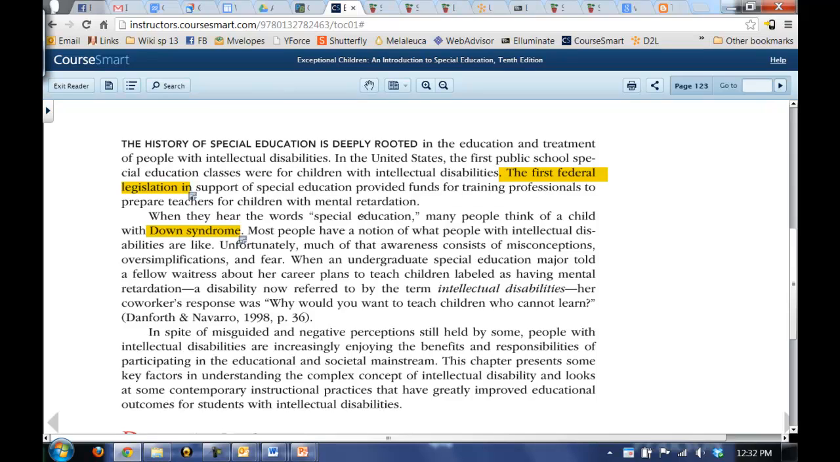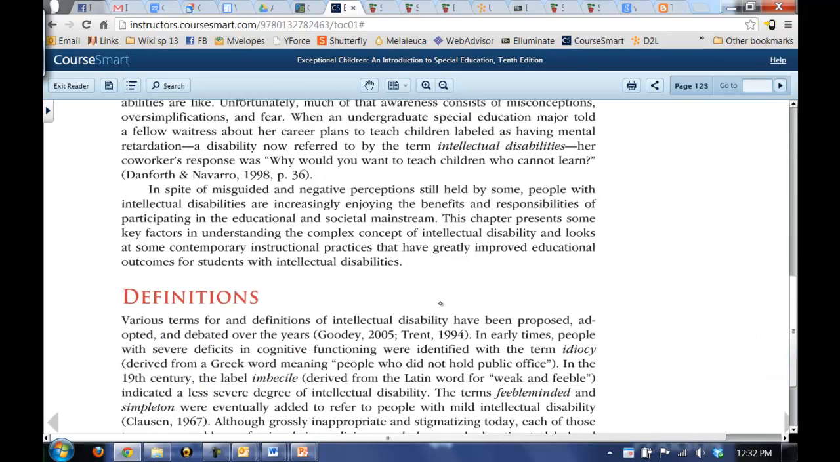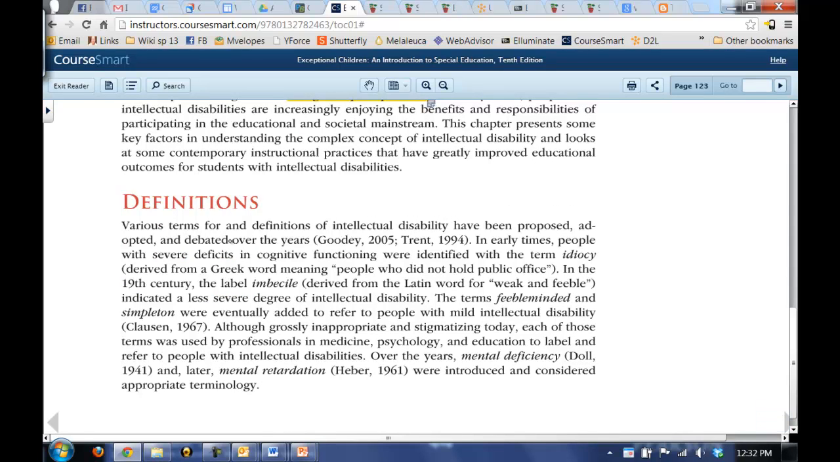And when we hear special education, often people think of Down syndrome, and that's today too. That would often be people's perception of special education, as someone with Down syndrome, and people have that notion that that's what they're like. But there's a lot of misconceptions about that. Now referred to as intellectual disabilities. And that, of course, creates some negative perceptions, that term. Okay, so here's the definitions.